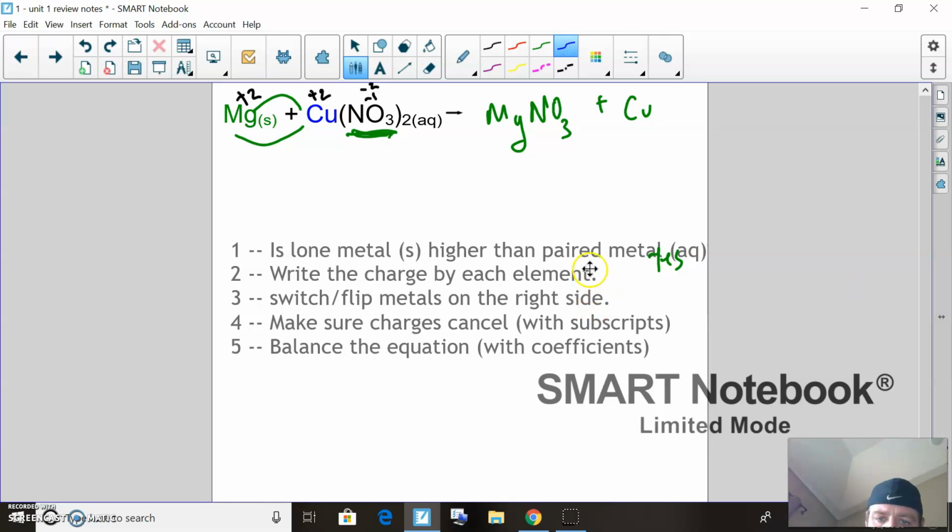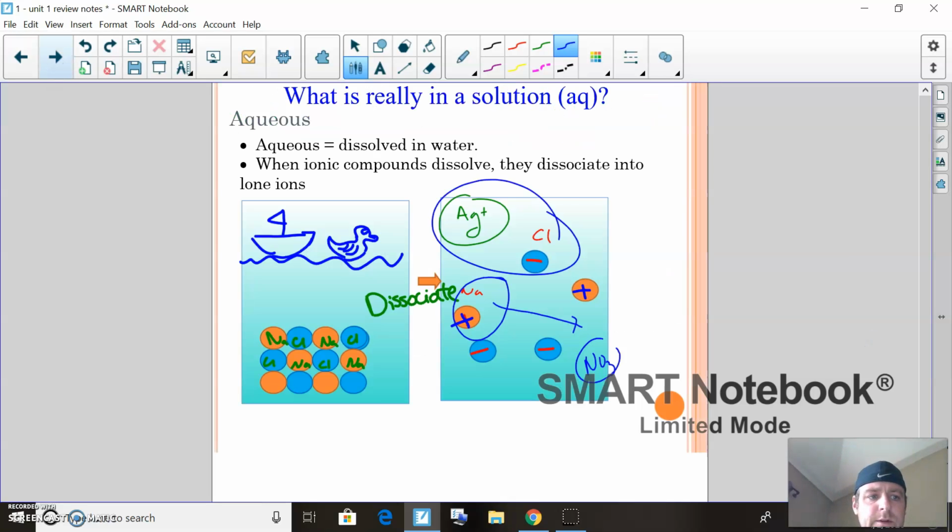Write the charges on the other side, +2, -1, +2, and then make sure these cancel out. 2. Okay, now I'm good. Check that. Don't have to worry about this one because it's by itself. And then balance the equation with coefficients. 1 and 1, 1 and 1, 2 and 2. I'm done.